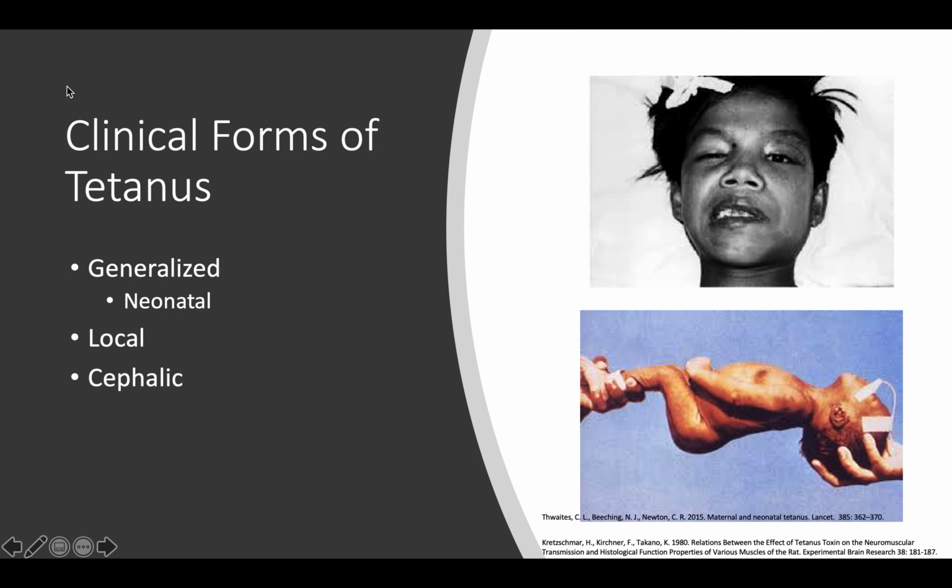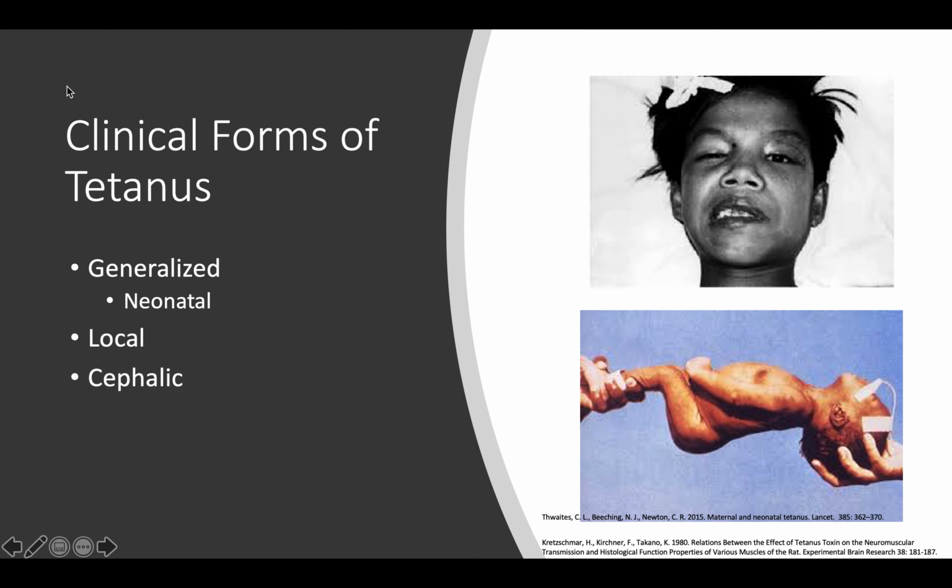As mentioned before, the incubation period varies depending on the progression of the disease. There are different clinical forms of tetanus, known as generalized, localized, and cephalic tetanus. I'd like to go over generalized first. This is the most common form of tetanus, and it usually starts off with spasms, usually beginning in the face, which is known as trismus or commonly known as lockjaw. The severity of this clinical form depends on the immunity of the patient.